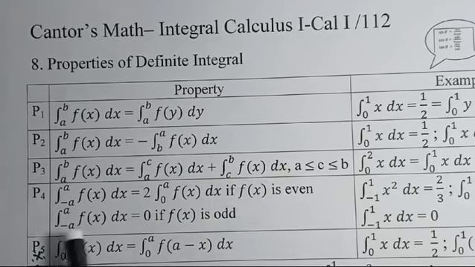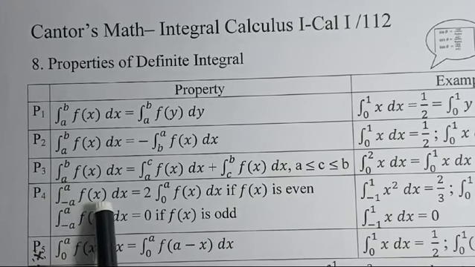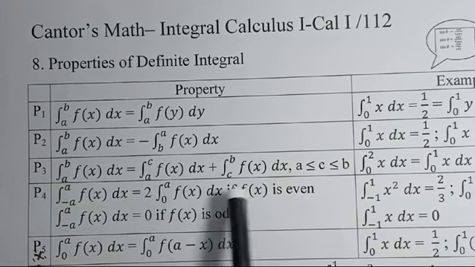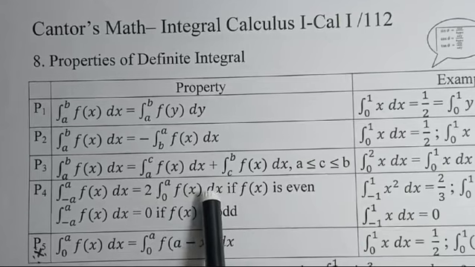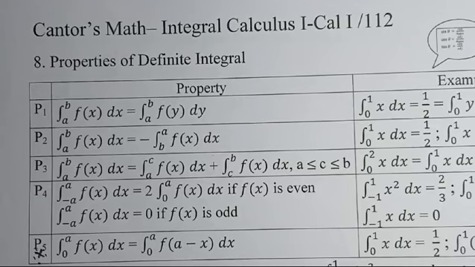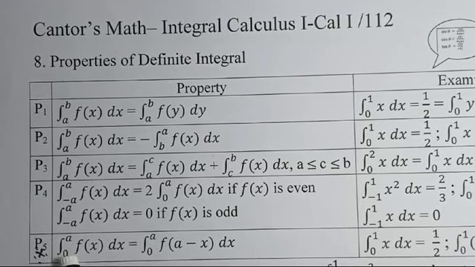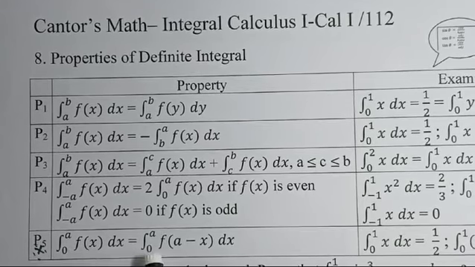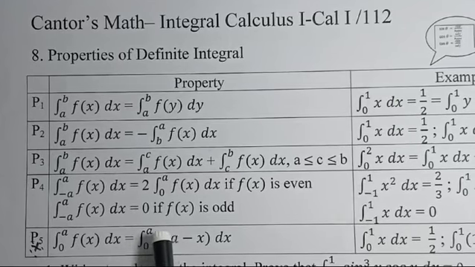integral c to b f of x dx. Now, integral from minus a to a f of x dx, if f is even, then it is 2 into integral 0 to a f of x dx. If it is odd, then its value is 0. Fifth property is important, lower limit should be 0, integral 0 to a f of x dx equal to integral 0 to a f of upper limit minus x dx, that is all.